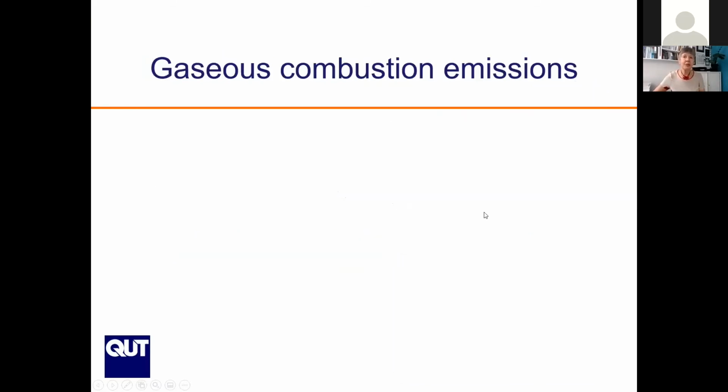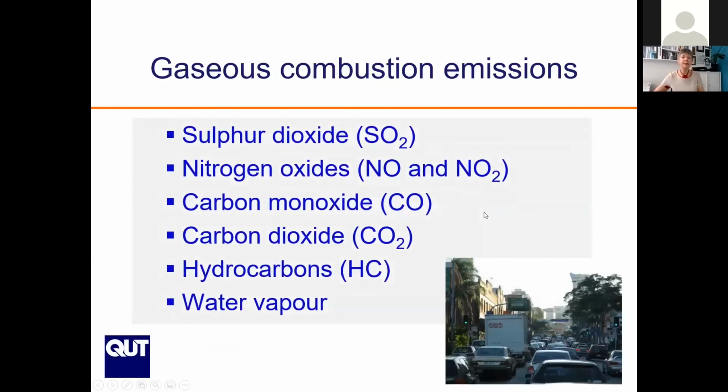So the gaseous combustion emissions, the gases which are emitted, this is the list of the gases: sulfur dioxide, nitrogen oxide, nitrogen monoxide, and nitrogen dioxide, carbon monoxide, carbon dioxide, hydrocarbons. Now, in this class, there are many pollutants, not just one pollutant, and water vapor. These are the key gaseous pollutants, but there are many more. But these are the key ones, the most significant from the point of view of the impact on health and on the environment. And these are the ones which are most commonly measured.